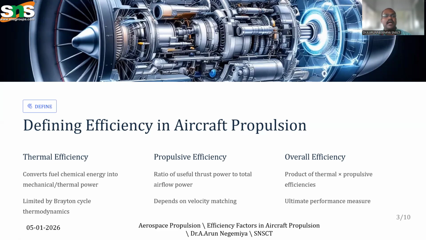Next one is defining the efficiency in aircraft propulsion. The first one is the thermal efficiency. In thermal efficiency, the chemical energy is converted into mechanical energy, with the help of the engines only. It is limited by the Brayton cycle in thermodynamics. Next one is propulsive efficiency. Propulsive efficiency is calculated by the ratio of thrust power to the total airflow power, and overall efficiency is calculated by the product of thermal and propulsive efficiency.